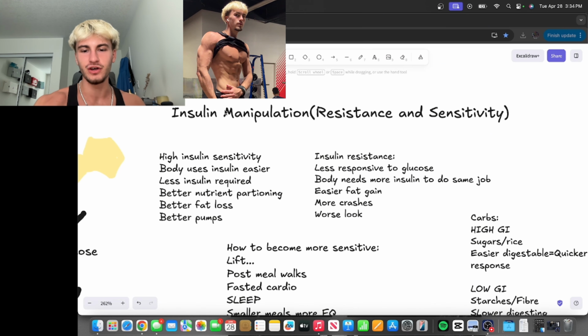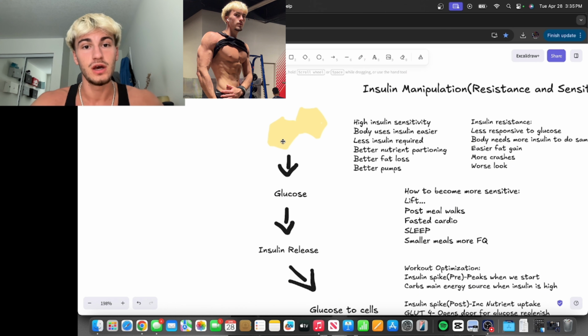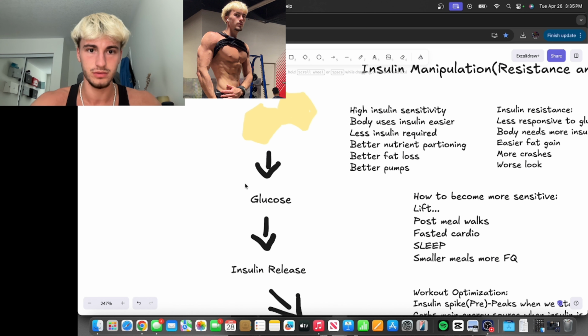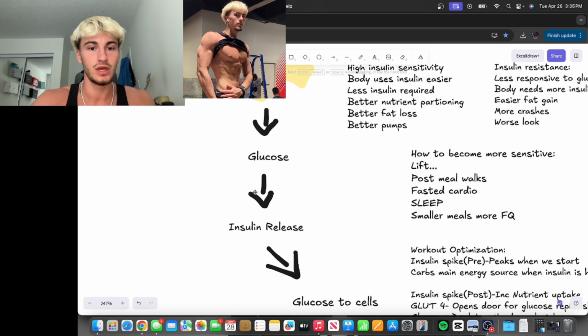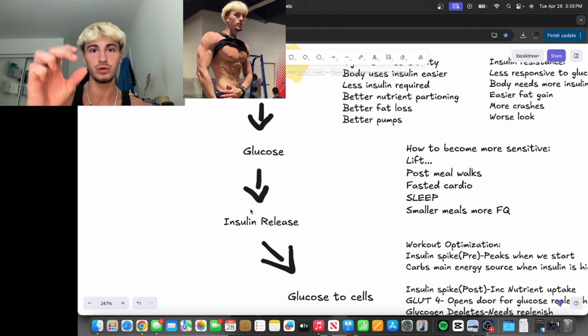So let me just explain what happens when you eat carbs. So here is my picture of honey. Let's say you ate honey. Well, honey gets broken down into your bloodstream as glucose, okay? Now, when glucose is inside of your bloodstream, insulin releases because that glucose needs to be transported into some muscle. So just think about when you eat a carb, it wants to go to the muscle. You want to get it to the muscle.